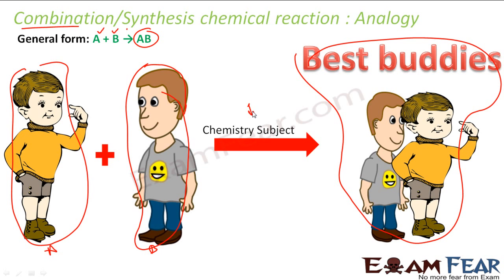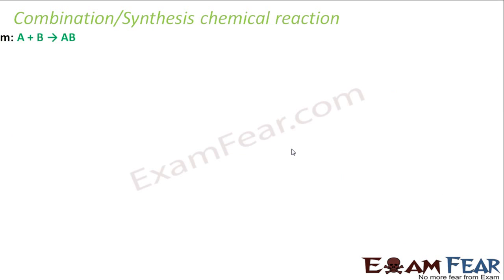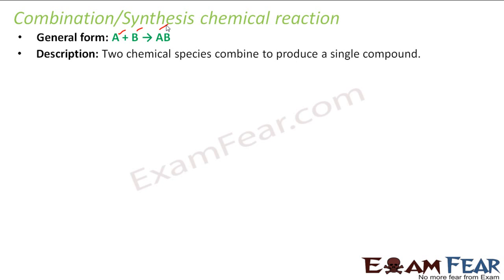Sometimes you need an external factor. For example, the chemistry subject is one external factor that made these guys best buddies. Sometimes even that is not required, they just become best buddies. So in chemistry, again we'll touch upon this definition of the same reaction, combination and chemical reaction. We'll see this concept from a chemistry lens. So we have 2 elements that combine to become AB. The description is 2 chemical species combine to become a single compound, right?